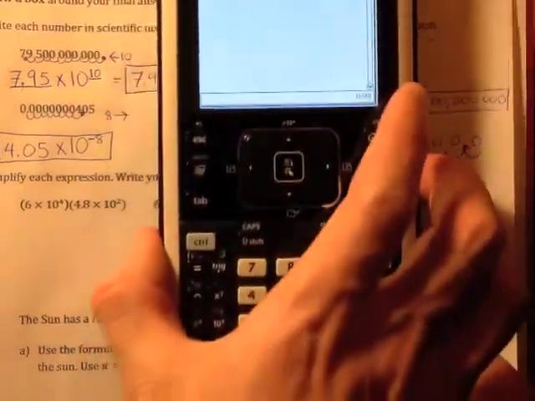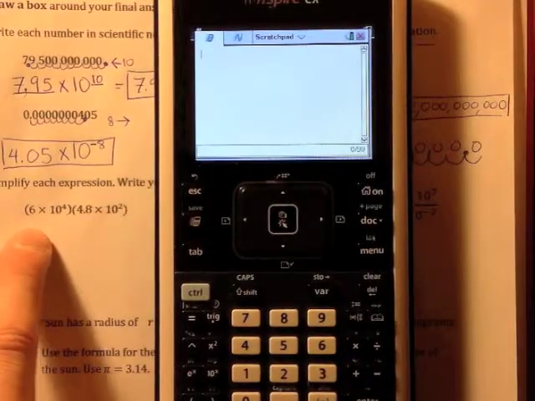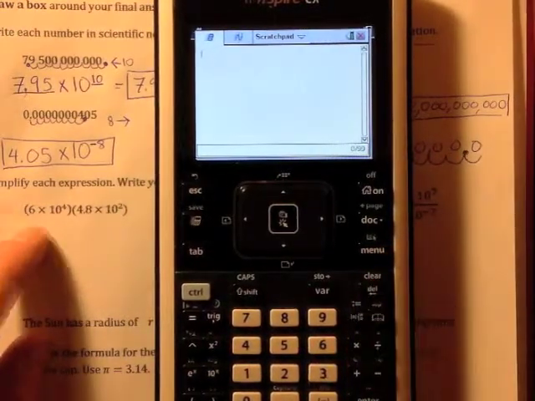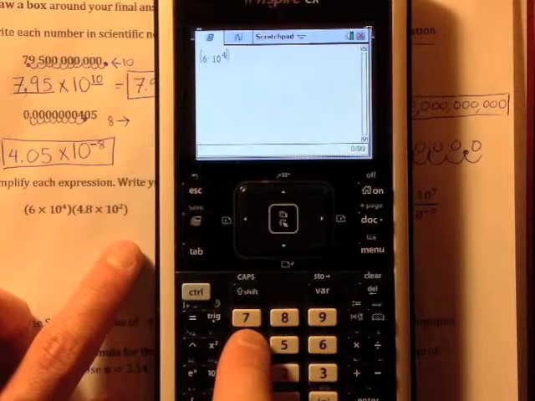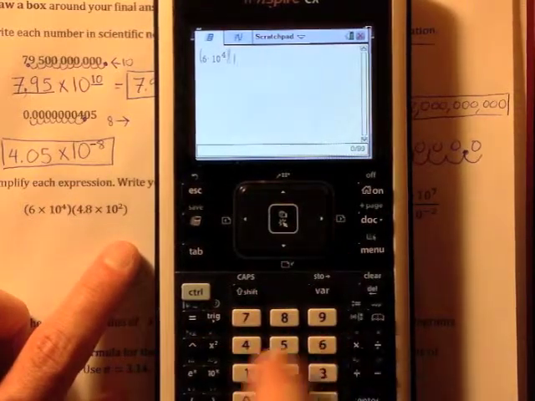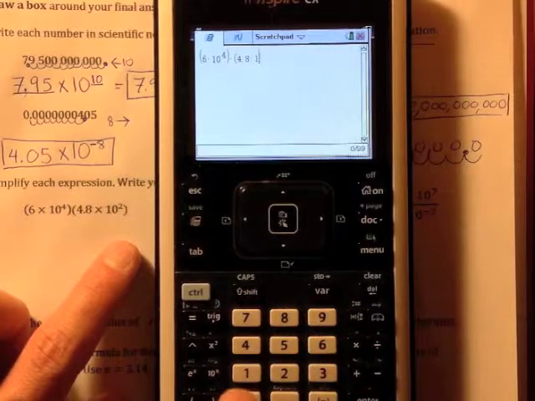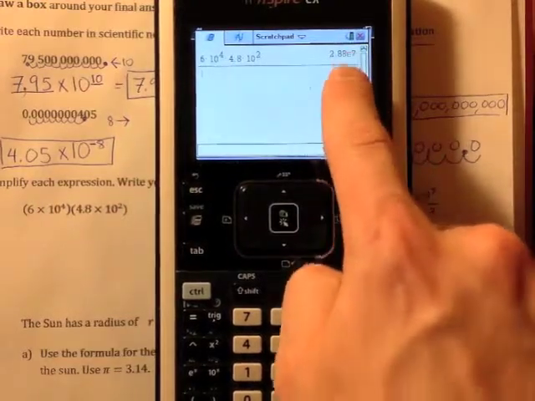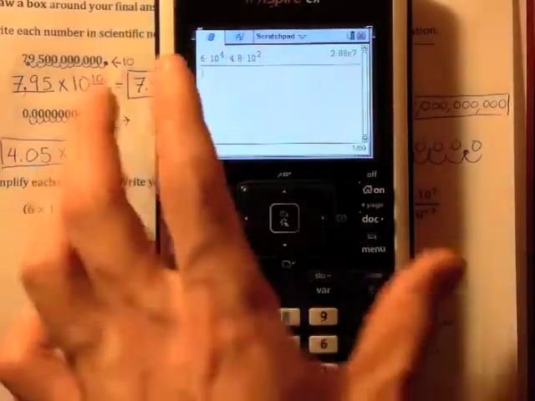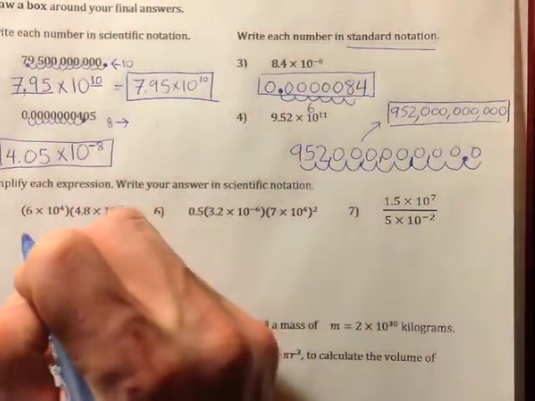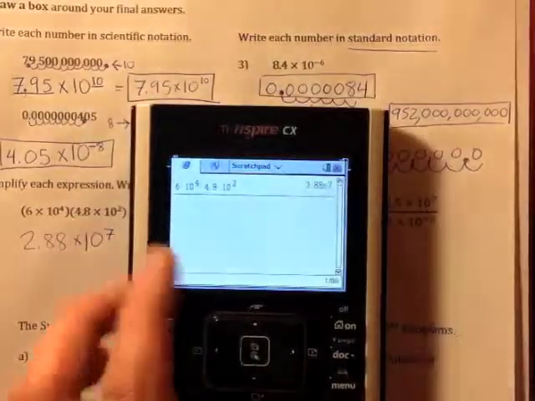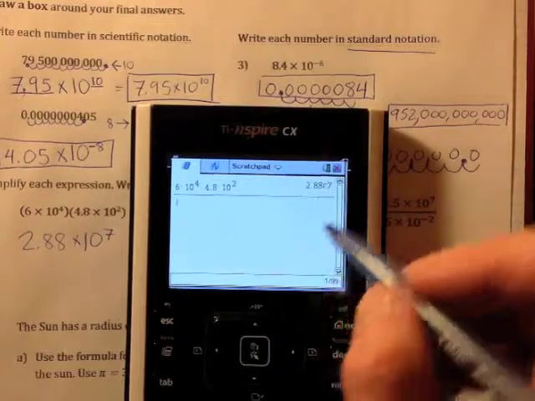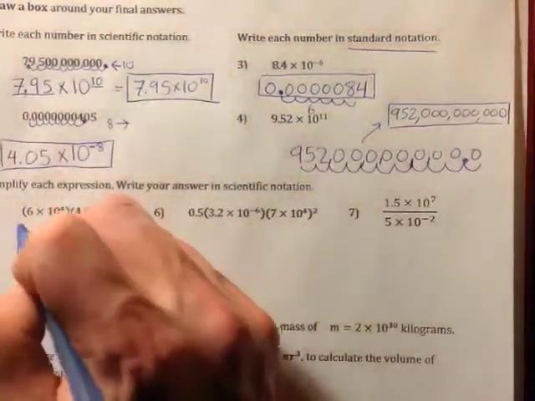So first of all, this one right here, we need to write all of the parentheses. So 6 times 10 to the 4th power, then get into a new set of parentheses, times 4.8 times 10 to the 2nd power, enter, 2.88 E7. Now remember that the E just stands for times 10 to the. So 2.88 times 10 to the 7th power. This is literally all you have to do for these problems. Just plug them into your calculator. Just make sure to do it correctly.